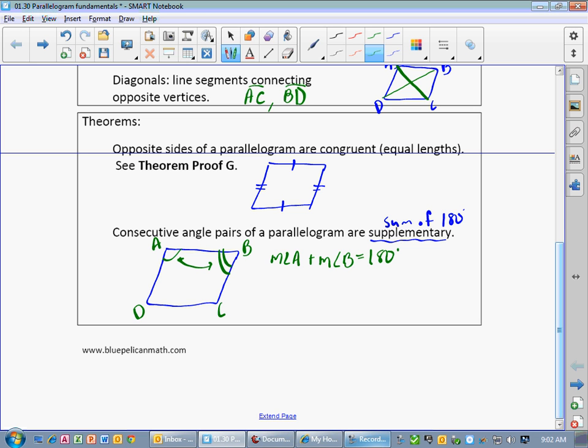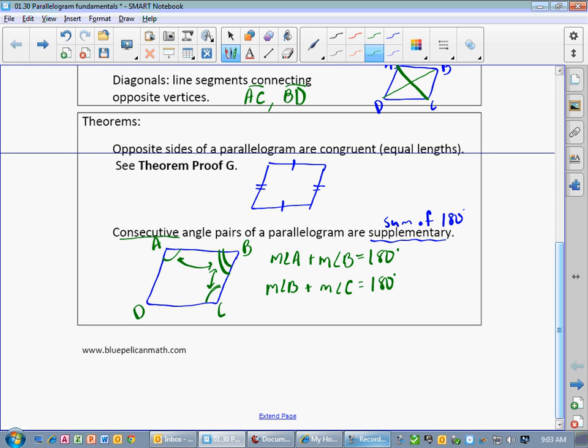Now, angle B and angle C are also consecutive angles. So angle B and angle C together also add up to 180. So all we're saying here is the measure of angle A plus the measure of angle B is 180. The measure of angle B plus the measure of angle C is 180.